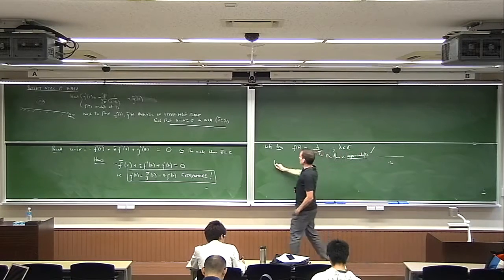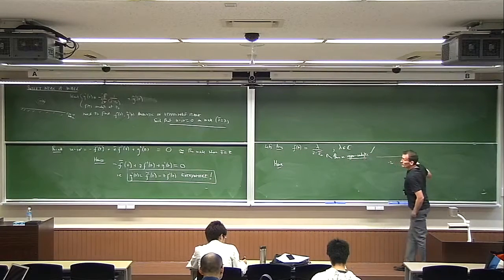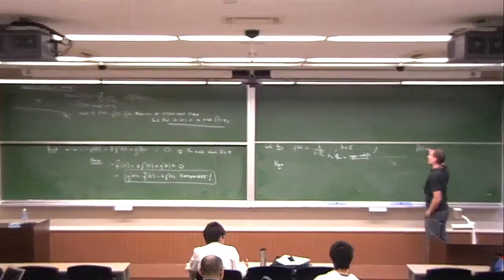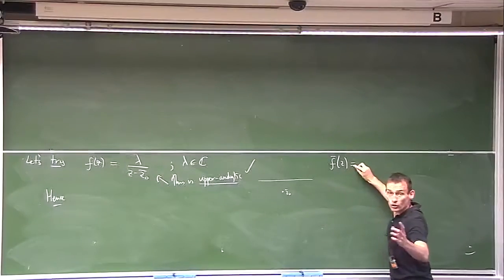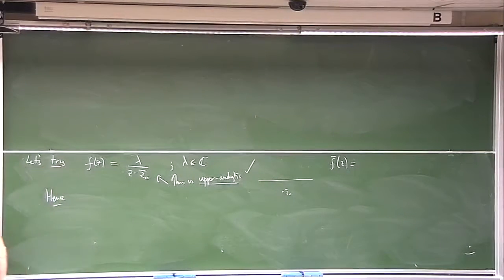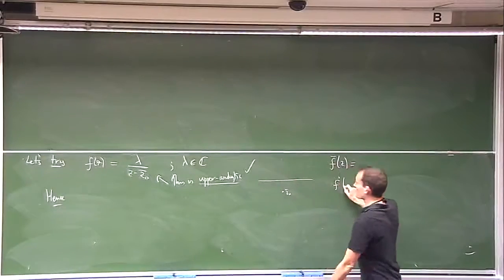So hence, well, let's just do the calculations over here. I'm going to need, okay, let's just do this. What's F bar of Z? Everybody watch. That's what I need, look. I need two things. I need F prime. Let's do F prime first. F prime is easy.